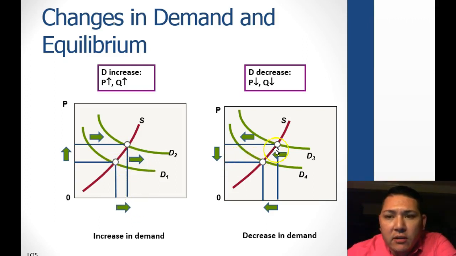On the other hand, if we start at some point here, D3, and there's a decrease in demand, a decrease in the overall amount of demand, the demand line is going to shift to the left, which means the point at which the two lines cross or meet will be lower and to the left. So if it's lower, it means the price will decrease, and if it's to the left, it means the quantity demanded decreases.